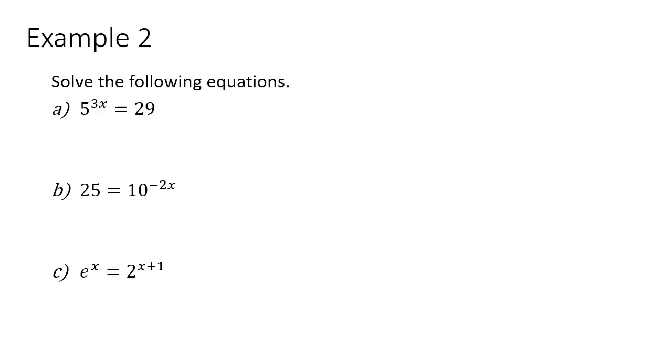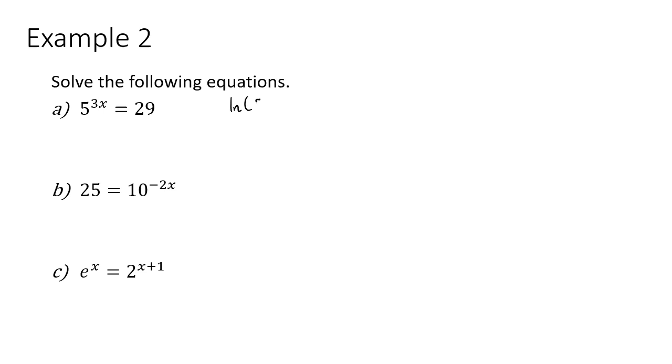So just like before, let's take a look at a few examples of this type. Starting with part A, we're asked to solve the equation 5 to the 3x is equal to 29. So I'm going to take either the natural log or the common log of both sides. It doesn't matter which in this problem. So let's say I just go with the natural log.